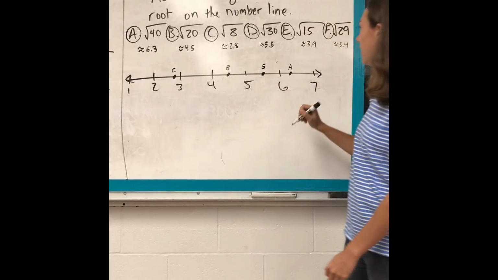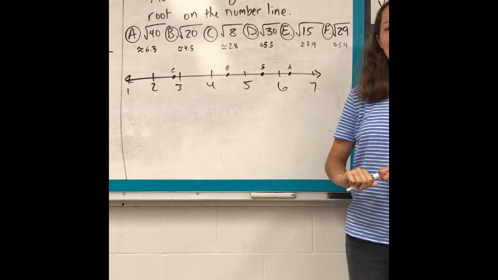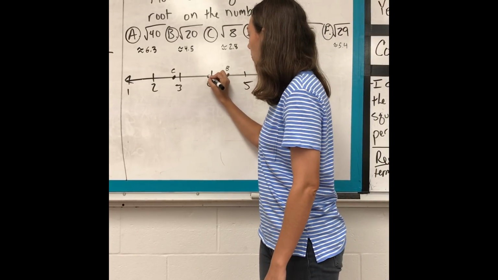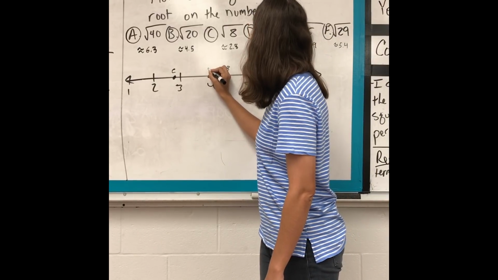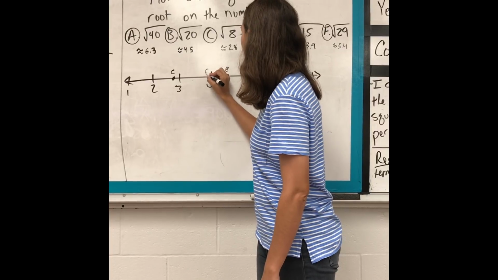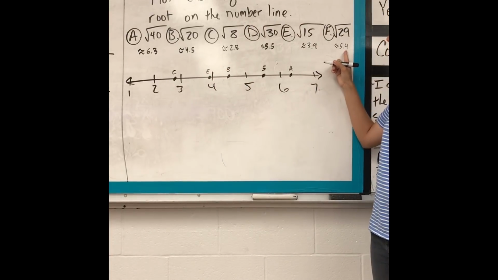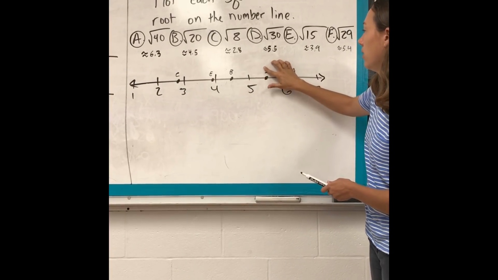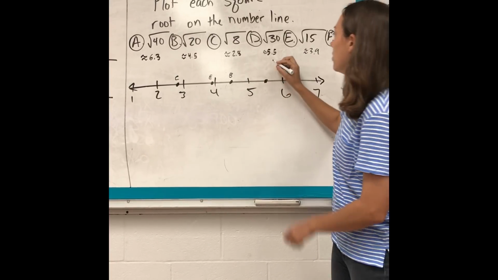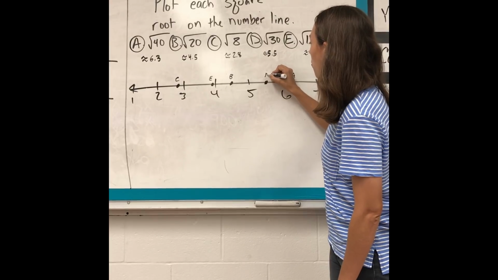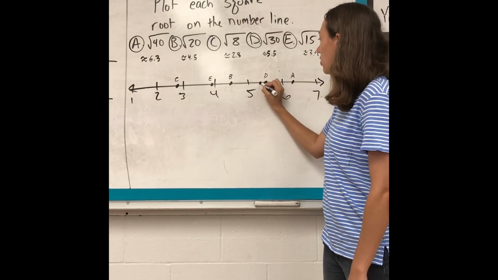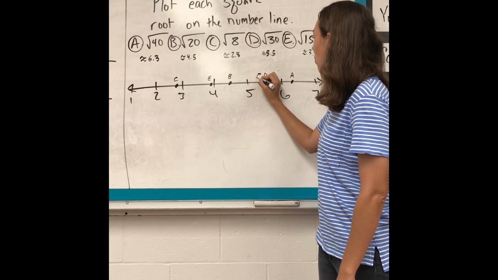There. 3.9 is almost 4, it's just 0.1 away, so I'm going to put it close to 4, but on the 3 side of it, so that's E. And my last one, 5.4, that's going to be just below point D. D was 5.5, 5.4 is going to be just below it, so that's my point F.